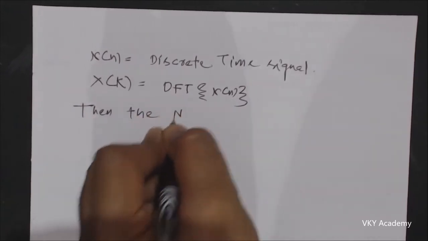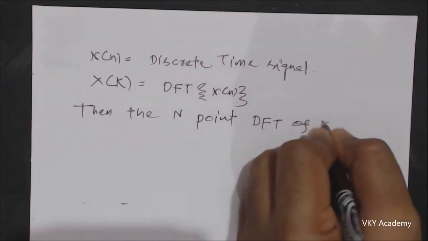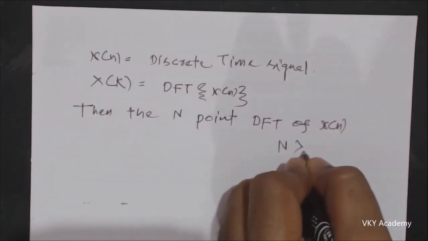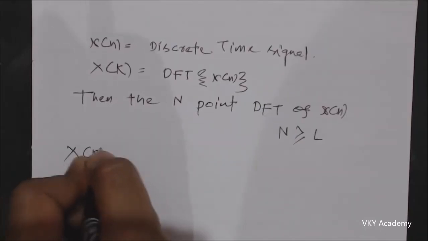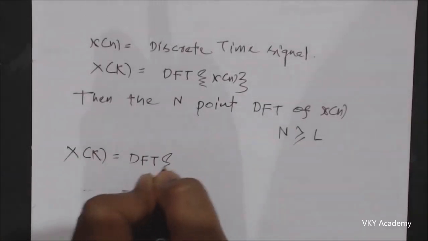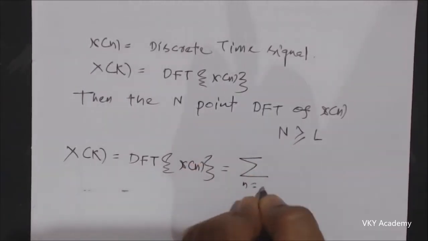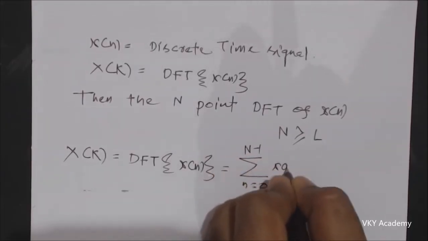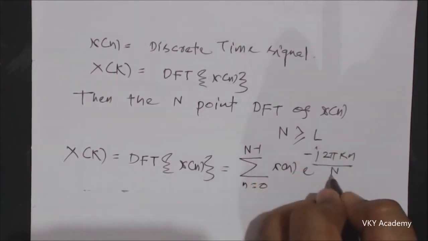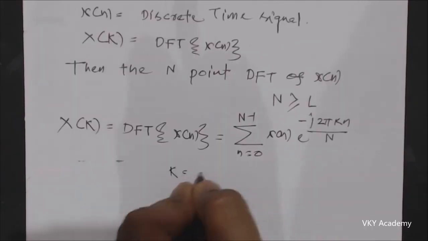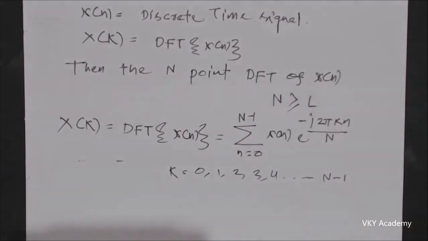Then the N point DFT of x of n, provided capital N is greater than or equal to capital L, can be written as capital X of k is equal to DFT of x of n is equal to summation n is equal to 0 to N minus 1 x of n e to the power minus j 2 pi k n upon capital N, where k is equal to 0, 1, 2, 3, 4 up to N minus 1. So this is the relation for the DFT.